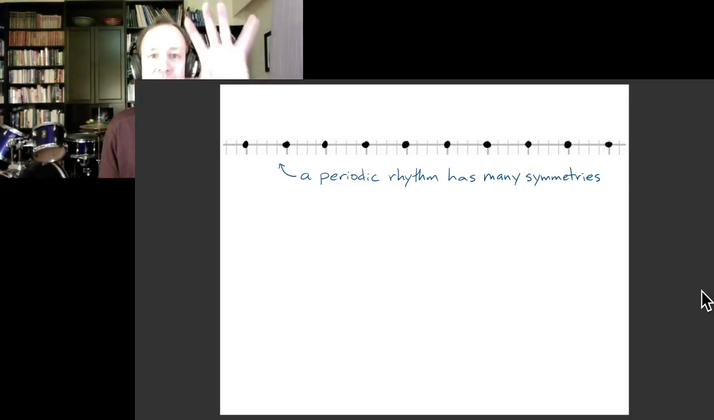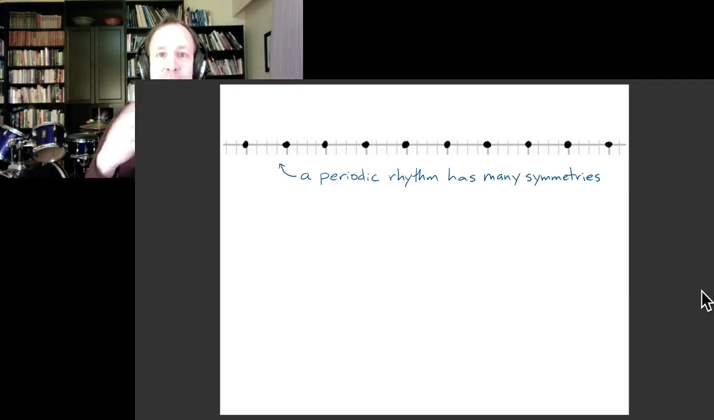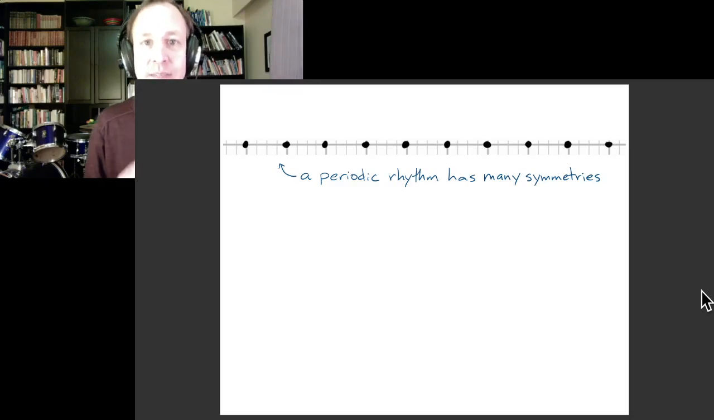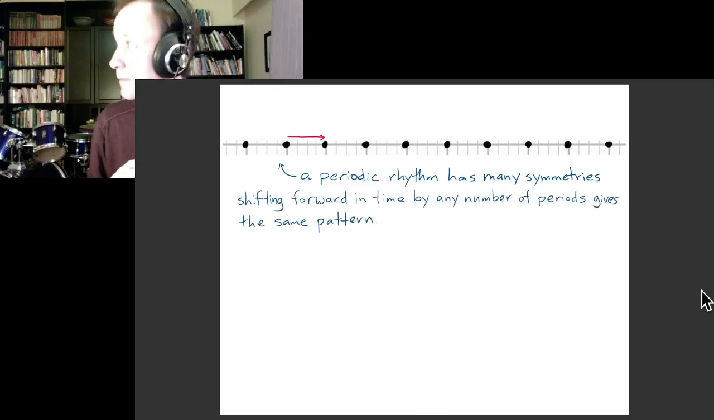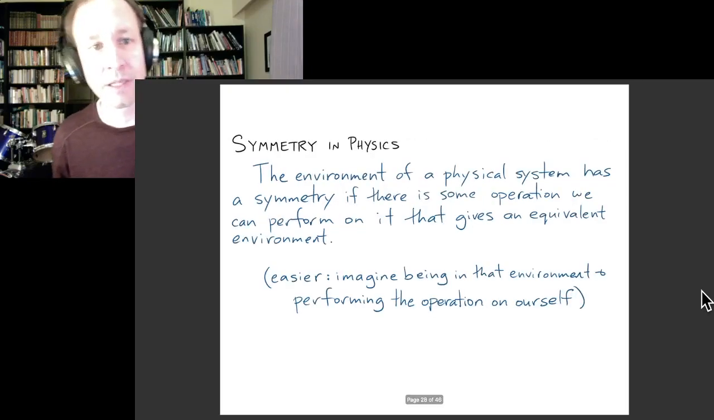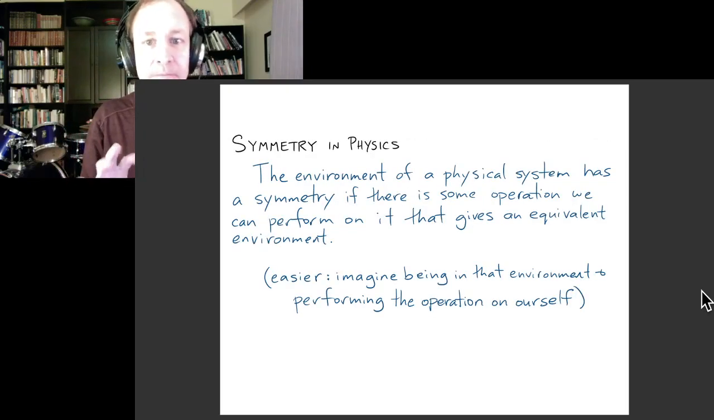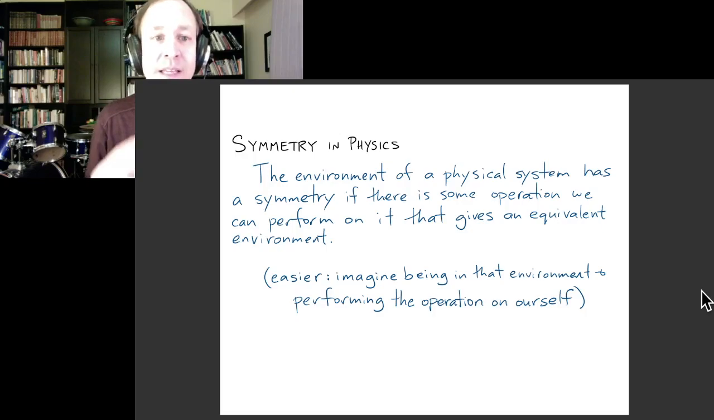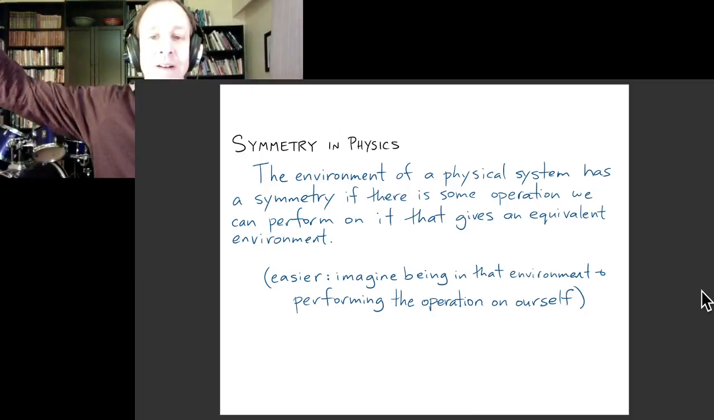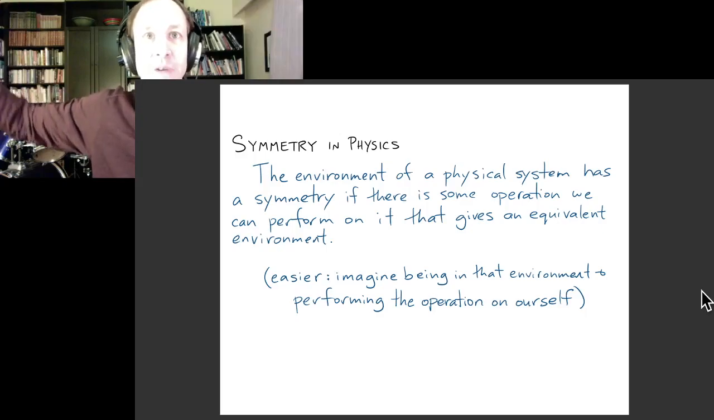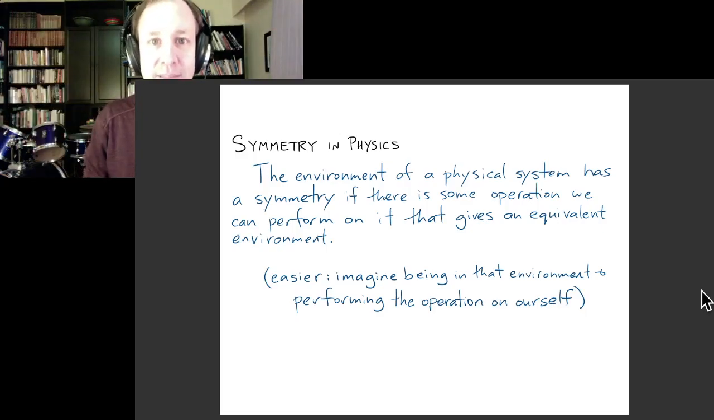So we've talked about symmetry as an operation that you can perform on something that brings it back to an equivalent configuration. And now I want to talk about symmetry in the context of physics. So I'm going to talk about the symmetry that the environment of a physical system might have. So we talked about the environment of outer space, of empty space far away from everything. And that will turn out to be a very symmetric environment.